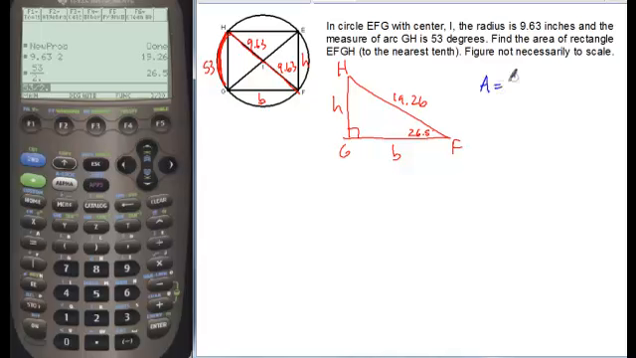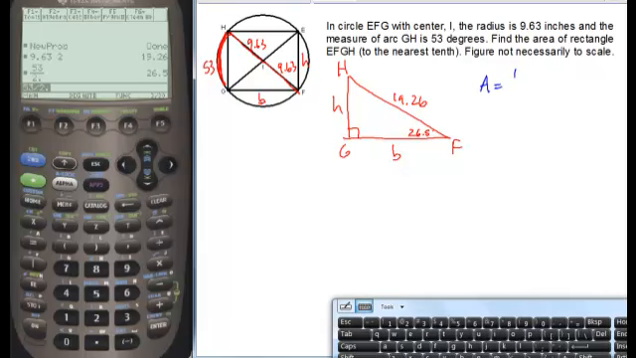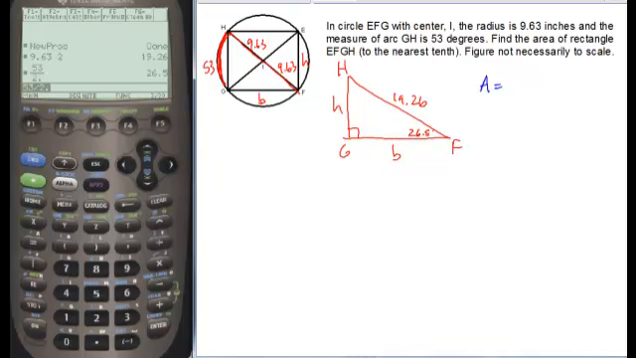The area for this rectangle is just going to be base times height. Well, in order to find the base, we have this angle measure that we know. The base is adjacent to that, and the other known side is the hypotenuse. Adjacent and hypotenuse are related by the trig ratio cosine. So we know that the cosine of 26.5 has to equal adjacent b over hypotenuse 19.26.